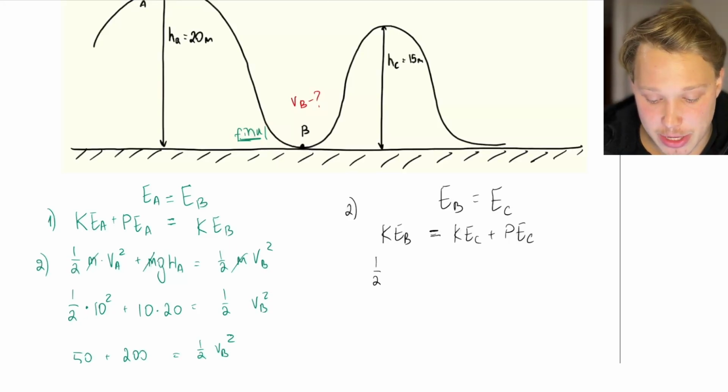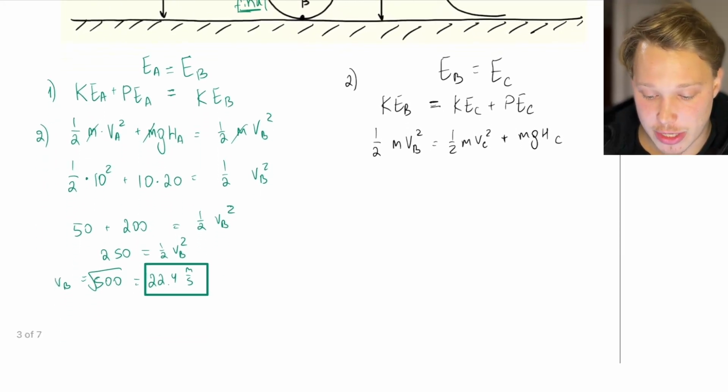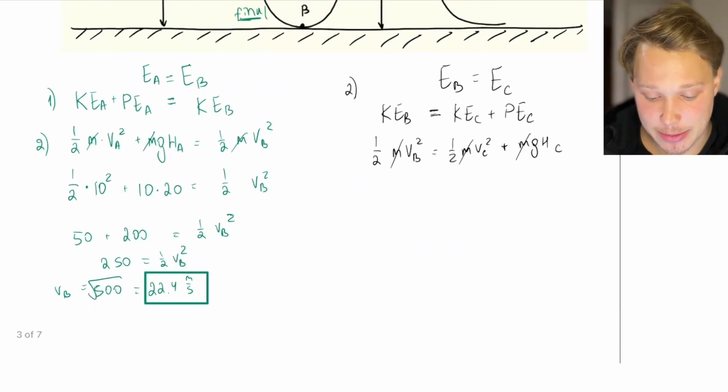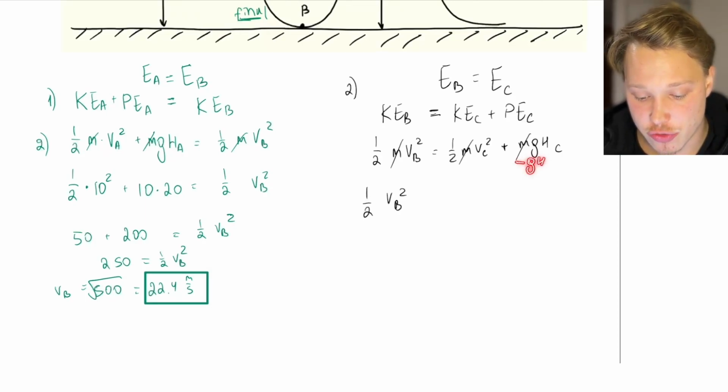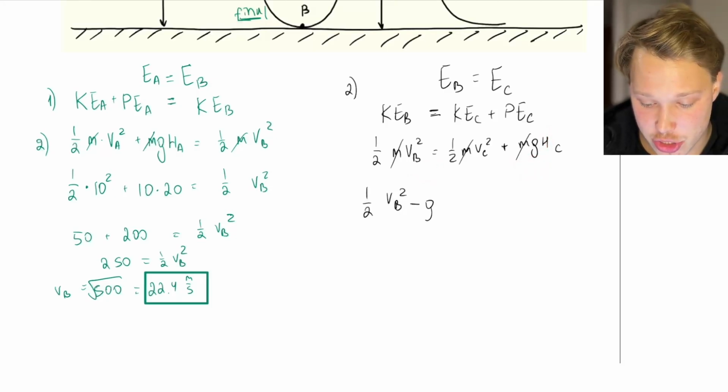So let's plug in our formulas, 1/2 mv squared for kinetic energy and mgh for potential energy. Great. Again, just like in the previous example, we can cancel out the mass everywhere. So we're solving for velocity at C. Let me rearrange this equation. I'm going to subtract gh from both sides to cancel this out. So minus g hC is equal to 1/2 VC squared.